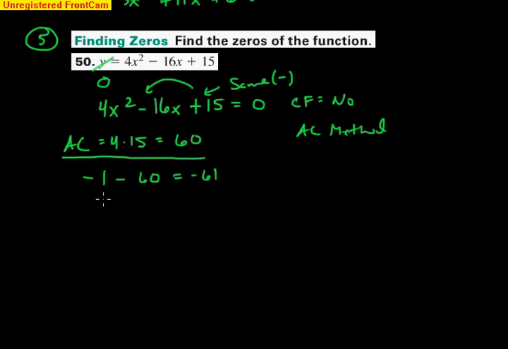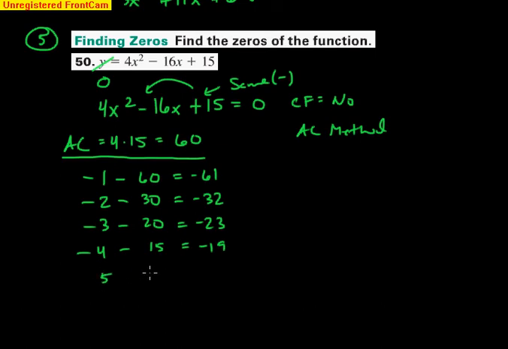I want negative 16. So the next factors, 2 and 30. Negative, negative, that's negative 32. I'm getting closer. Next, 3 and 20. Negative, negative, negative 23. Still closer to 16. 4 and 15. Negative, negative, negative 19. Getting closer. 5 and 12. Negative, negative, negative 17. Oh, almost there. 6 and 10. Negative, negative, negative 16. Boom. There it is. That's what I'm looking for.